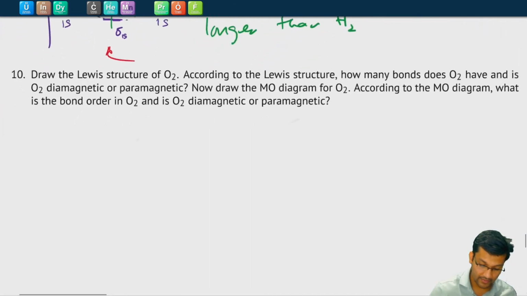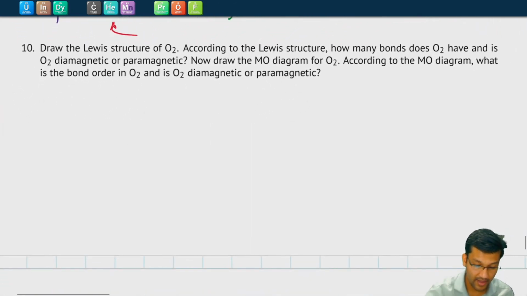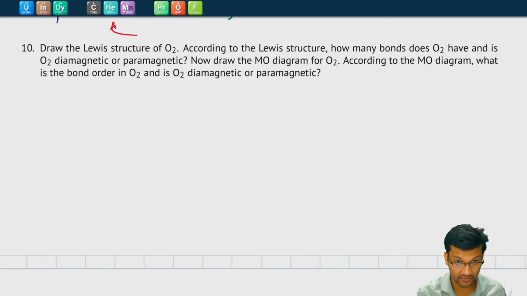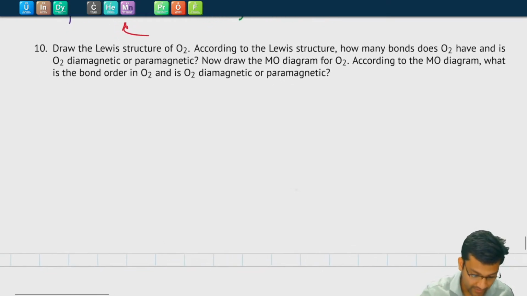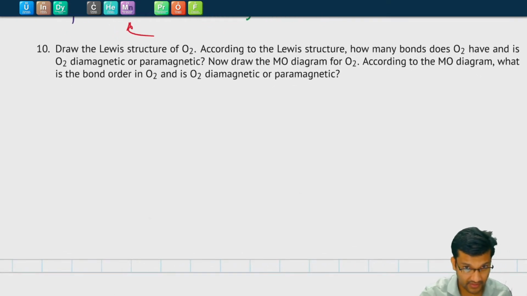All right, let's look at number 10. Try to answer number 10 on your own. Number 10 is trying to compare what you would get from the Lewis structure versus what you would get from molecular orbital theory for oxygen, O2, and let's see how those compare. Okay, if you haven't paused the video and done this already, please do so now.